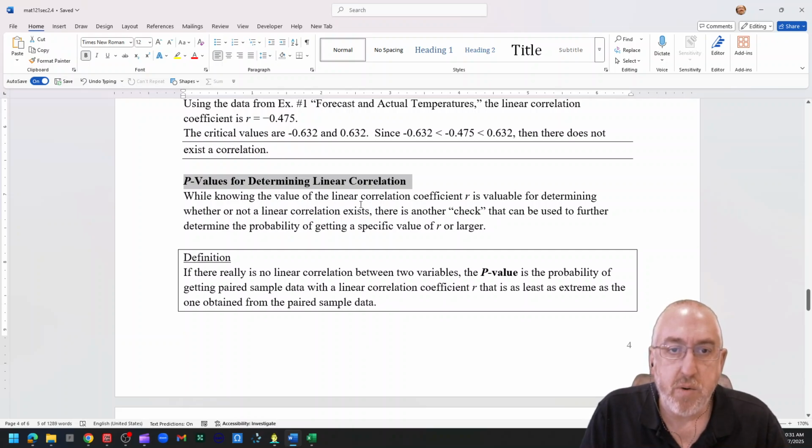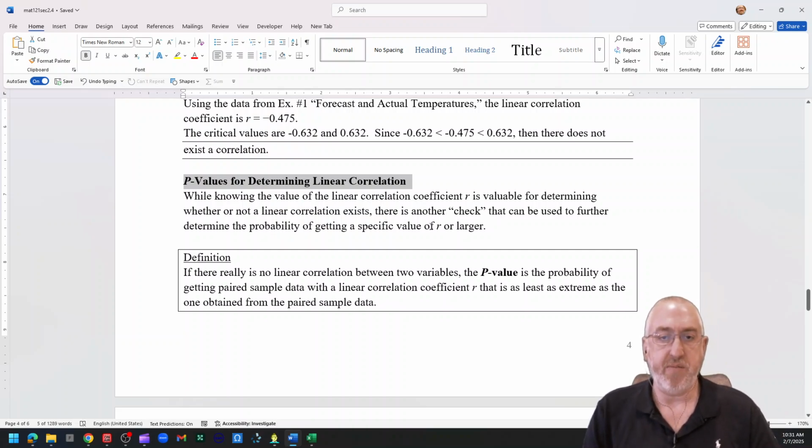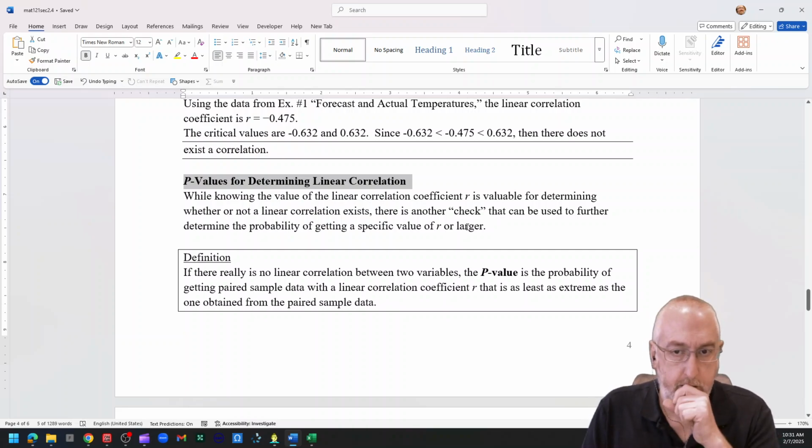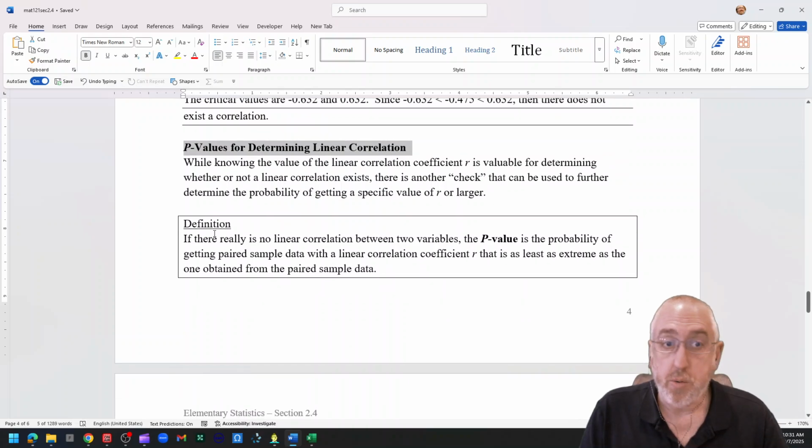While knowing the value of the linear correlation coefficient R is valuable for determining whether or not a linear correlation exists, there's another check that can be used to further determine the probability of getting a specific value of R or larger. So definition: if there really is no linear correlation between two variables, the p-value is the probability of getting paired sample data with a linear correlation coefficient R that is at least as extreme as the one obtained from the paired sample data. Now you're probably reading that saying, what in God's green earth does that mean?